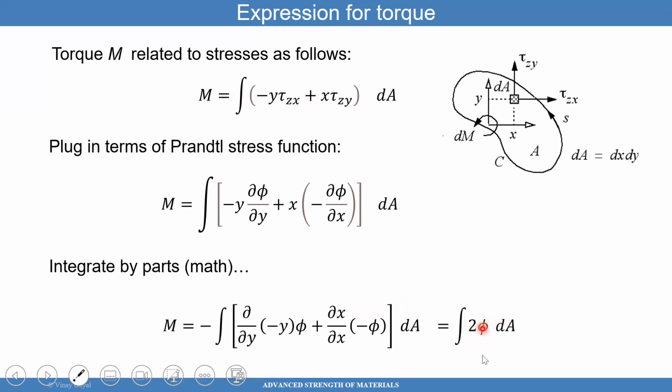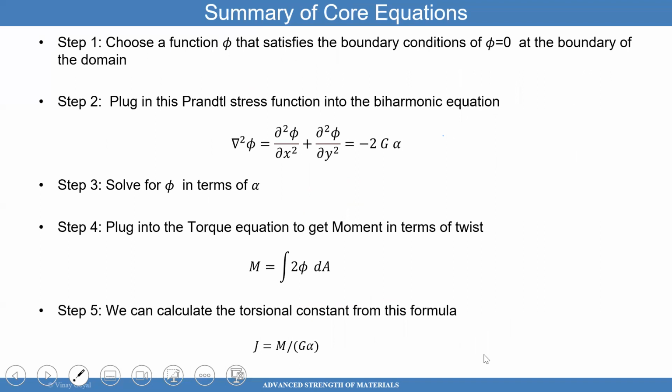Phi, remember, is the Prandtl stress function. So let me show you step by step how to actually use these equations, because what I showed you so far is the derivations of these equations. But in your mind is, how do I actually use this? So let me show you how this is used so you can understand and apply it. So step number 1, you choose a function phi such that it is 0 around the boundaries of the problem you're trying to study. I'll show you an example later on.